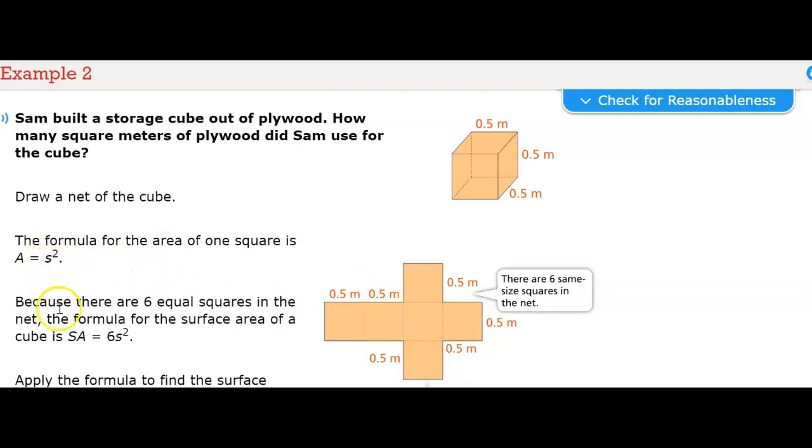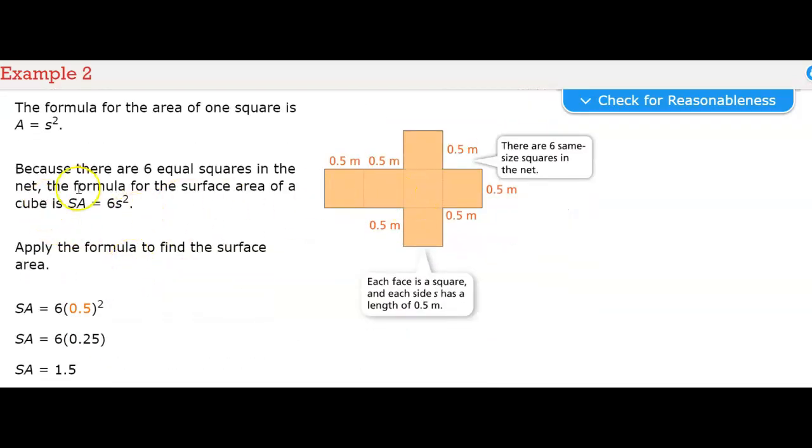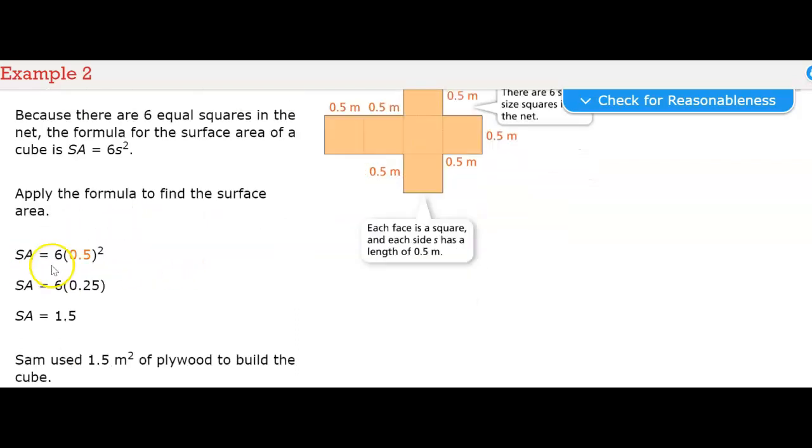It is S squared, and though we have to find the surface area, it says there are 6 equal squares in this net. So the formula for the surface area of a cube is surface area, or SA, is equal to 6 sides squared, because there's 6 squares, all the same size, squared. Apply the formula to find the surface area.